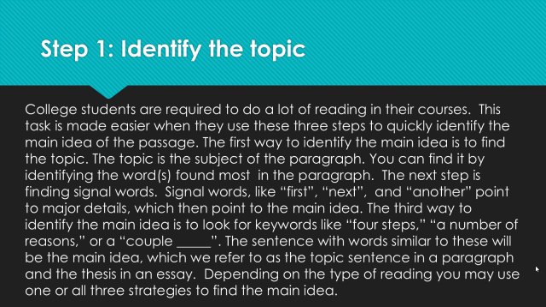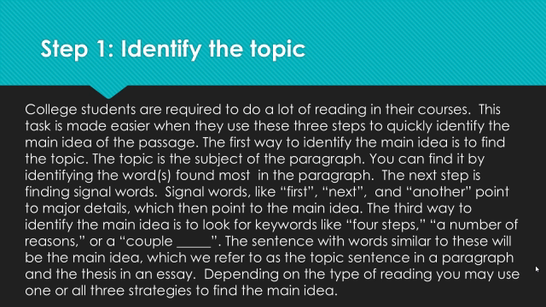You want to find the word or words that appear over and over throughout the entire passage. So let's go ahead and take a look at this particular paragraph. College students are required to do a lot of reading in their courses. This task is made easier when they use these 3 steps to quickly identify the main idea of the passage. The first way to identify the main idea is to find the topic. The topic is the subject of the paragraph. You can find it by identifying the word or words found most in the paragraph.